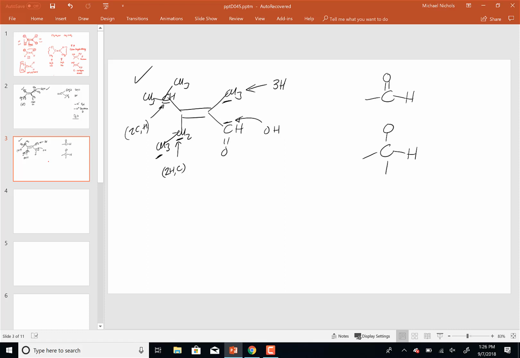Now the rule says that I must replace the multiple bond with a multiple number of single bonds. What does that mean? That means that I have to replace the carbon-oxygen double bond with 2 carbon-oxygen single bonds. If it was a carbon-carbon triple bond, I'd be replacing it with 3 carbon-carbon single bonds. So the multiple bond is whatever it is.